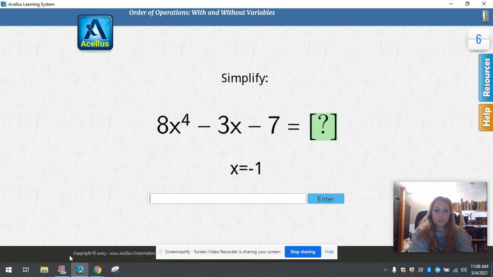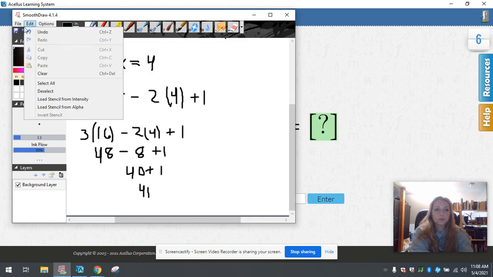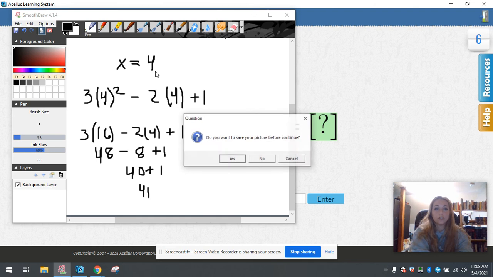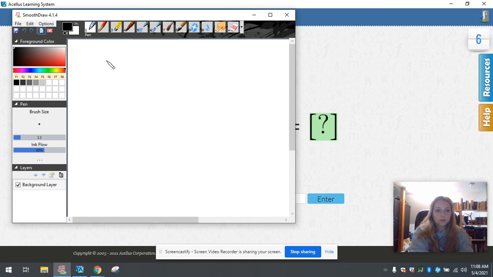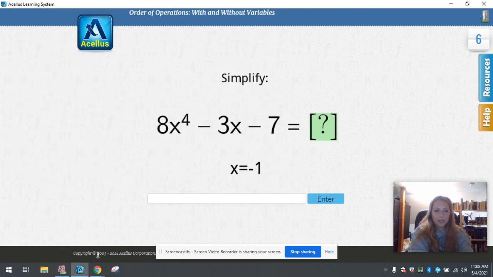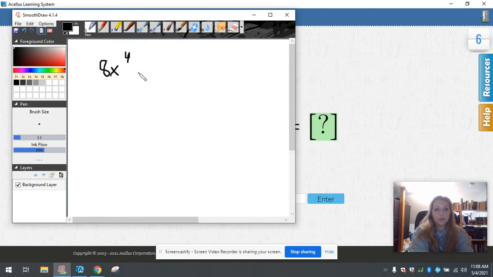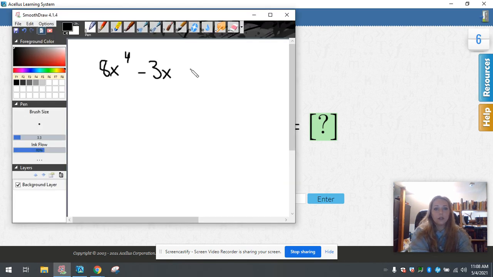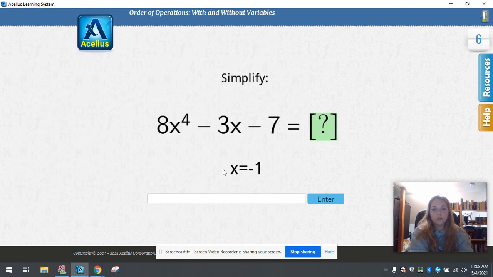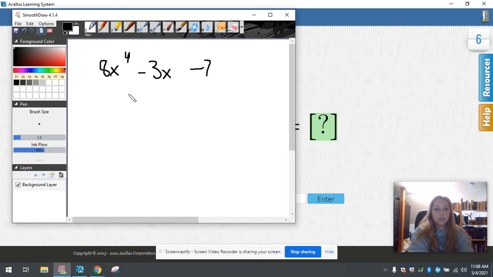Okay, here's another one. Another expression, and we've been given a value for the variable. So we have 8x to the power of 4, or 8 times x to the power of 4, minus 3x, or minus 3 times x. Remember, when a number is right next to a variable, it means to multiply, minus 7. And our value given for x is negative 1.